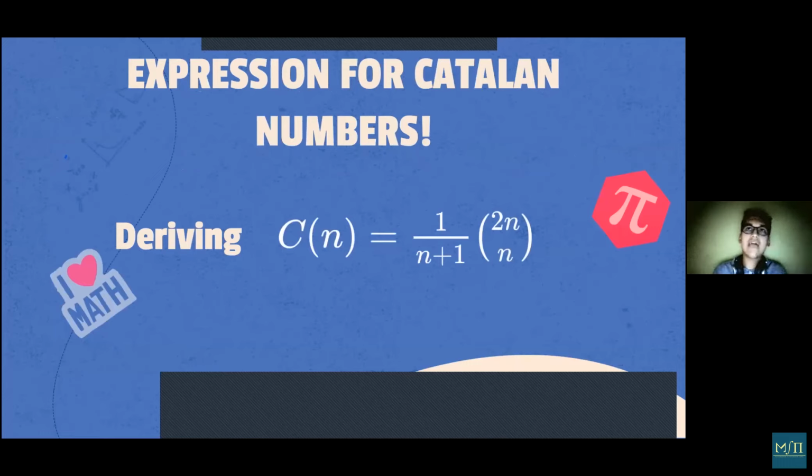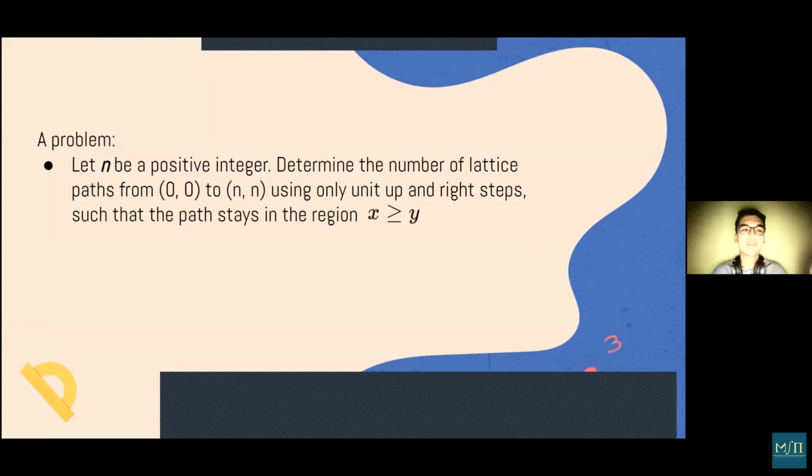And you have to know this entire concept of bijection to know how this expression is derived. And this is the particular expression that we'll be deriving. So bear with me for a while. To derive this, we'll be solving a problem. The problem reads, let n be a positive integer.